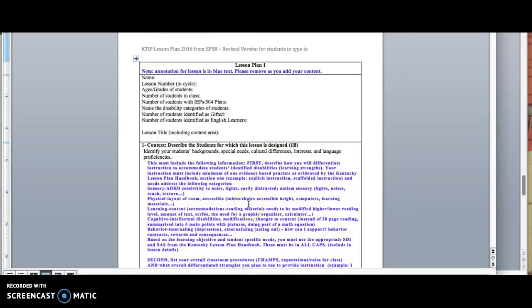The K-tip lesson plan format has spaces to fill everything in. So I'm going to fill in my name. You can choose where this lesson is in the cycle. For most of us, it'll be a one. My students are going to be in the 10th grade, and my student is 16 years old. This is just a lesson for one student. The student does not have a 504 plan, they have an IEP. Their specific disability category is intellectual disability. They are not identified as gifted. This student is not an English learner. So the title of my lesson is Making Healthy Choices at a Restaurant.